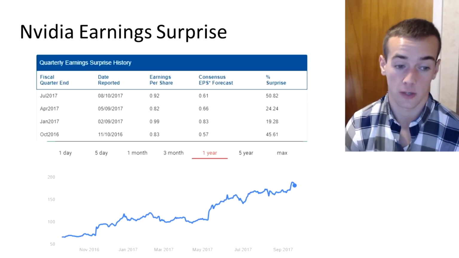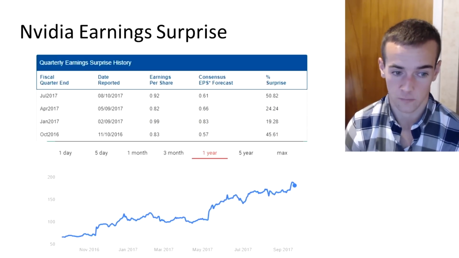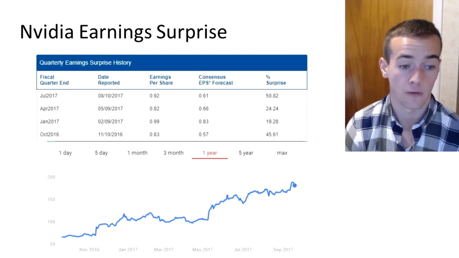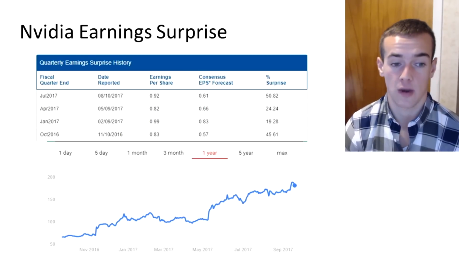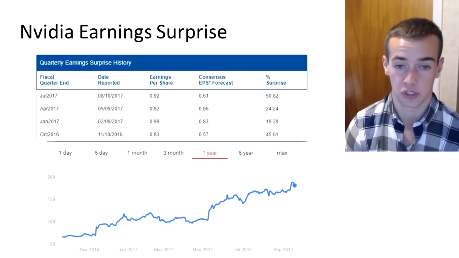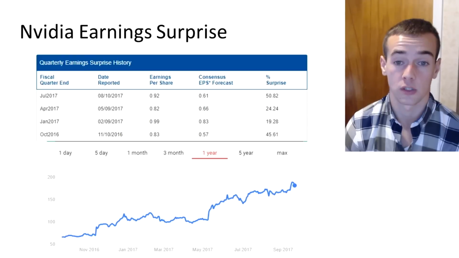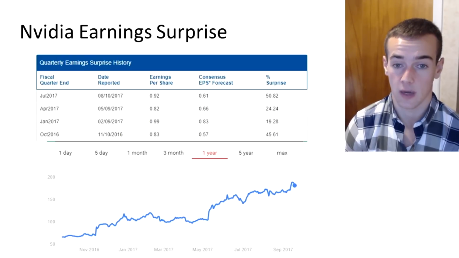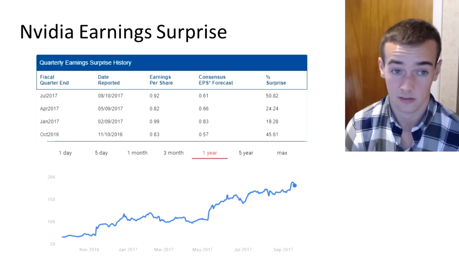And as a result, look at the performance of the stock over the last year. As you can see, it was somewhere above $50 a share, and now they are trading almost at $200 a share in 1 year. So that is rapid appreciation in the stock price, largely based on the fact that they are blowing expectations out of the water and consistently beating the consensus estimates of these Wall Street analysts.